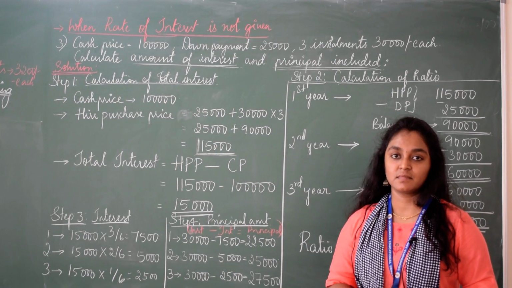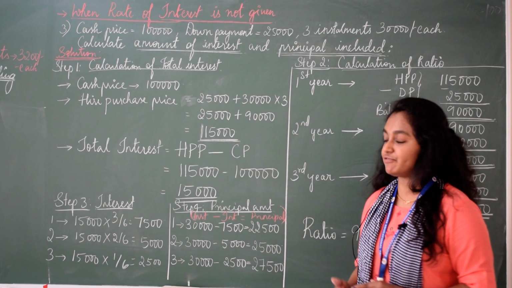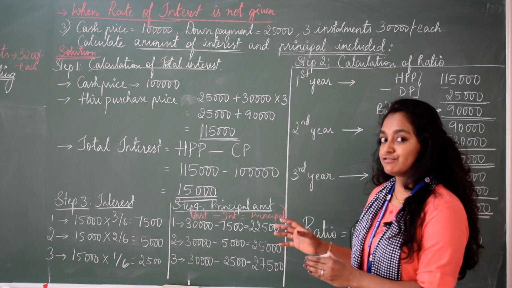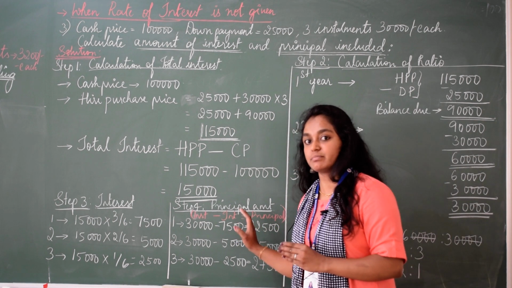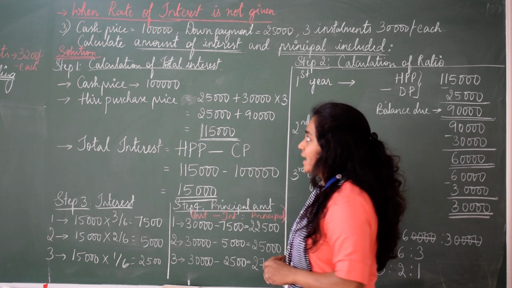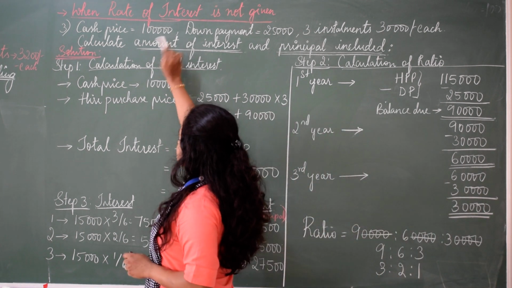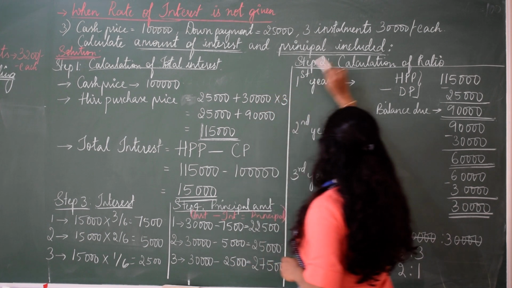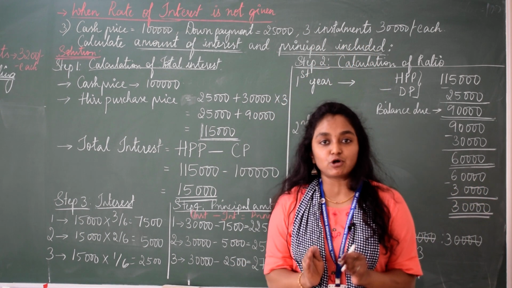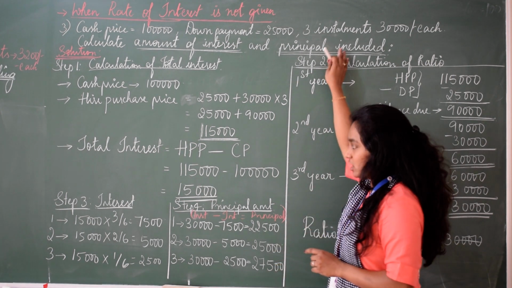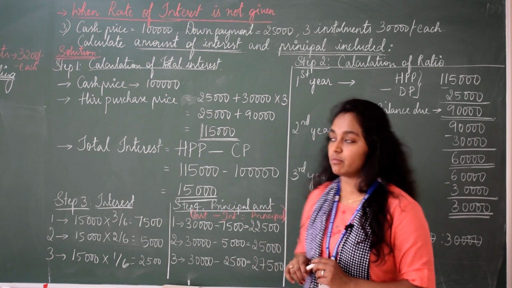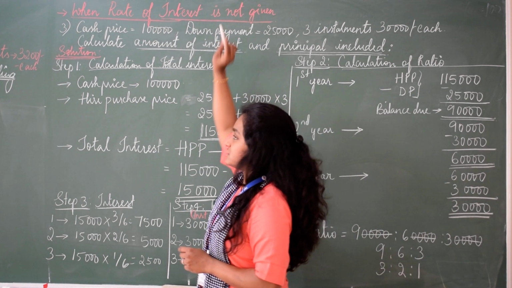Moving on to the next adjustment from the same section B question. This is again one of the most important questions with the section B hire purchase unit. So this is a kind of adjustment where you will be given with cash price, you will be given with down payment, you will also be given with installment, but they will not specify what is the rate of interest on the installment. So what kind of adjustment is this problem? It is when rate of interest is not given.